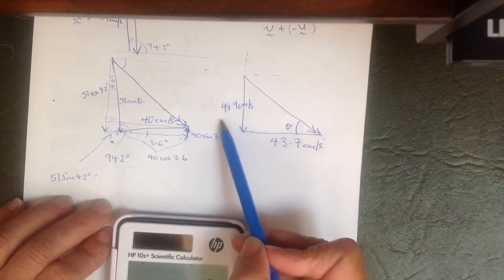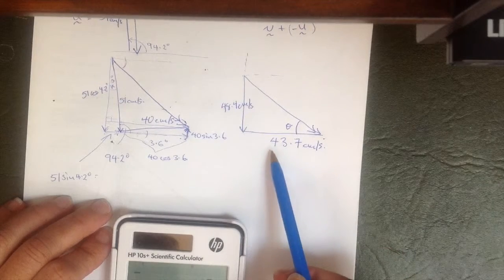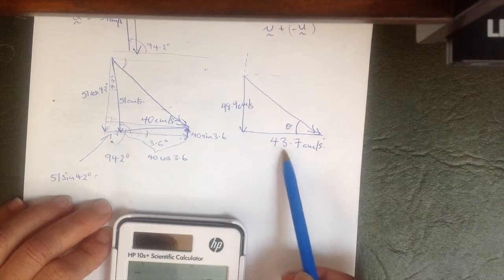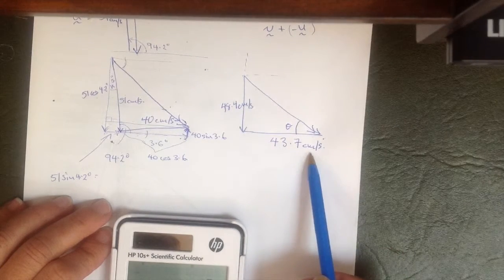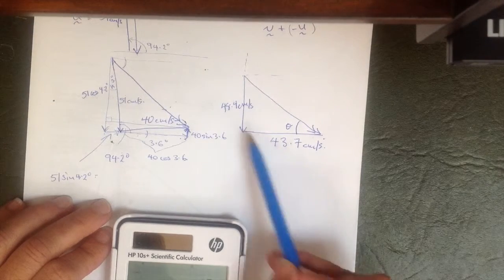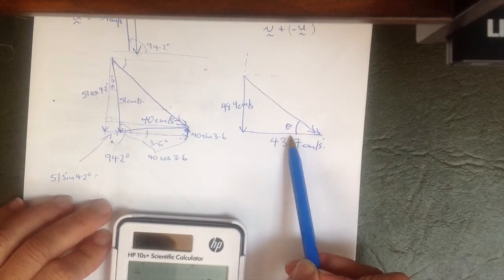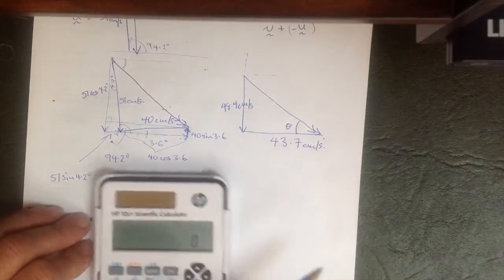I found that this length here is 48.4 centimetres per second, and I found that this length here is 43.7 centimetres per second. So already I can see that because these values aren't quite the same, our value is not going to be as close to 45 degrees in here. Let's have a look and see what it's going to be.